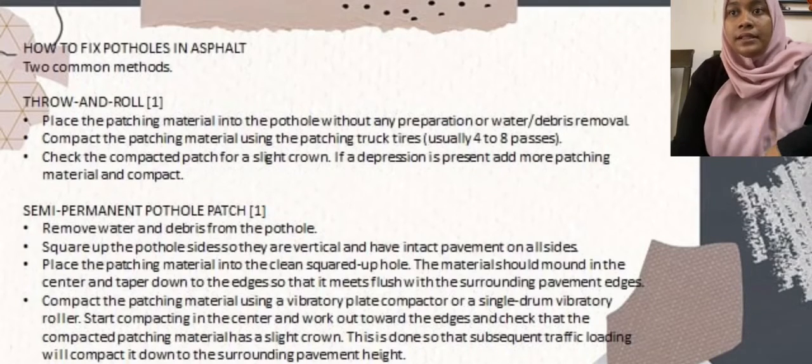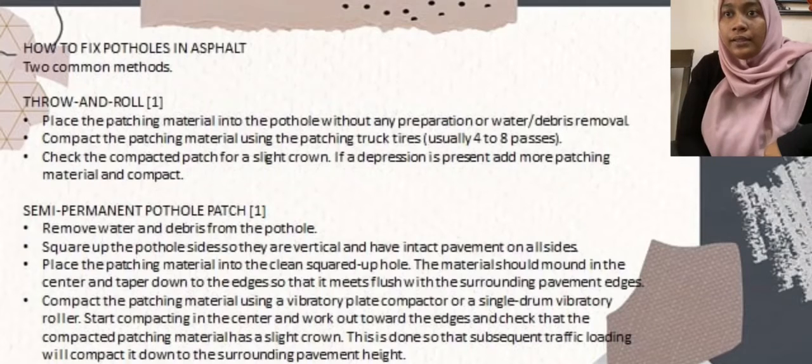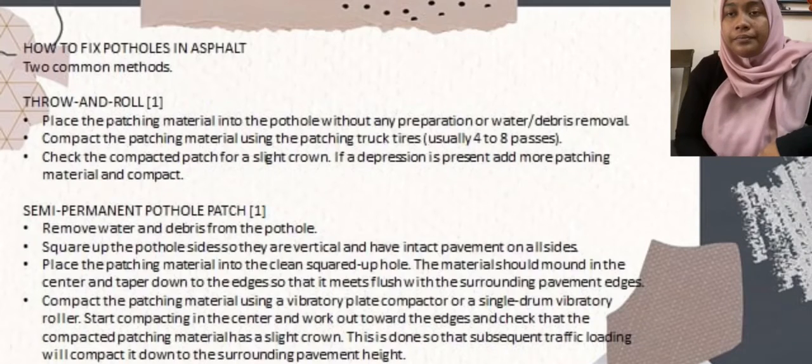First, place the patching material into the pothole without any preparation or water or debris removal. Second, compact the patching material using the patching truck tires, usually 4 to 8 passes. Third, check the compacted patch for a slight crown. If a depression is present, add some more patching material and compact.